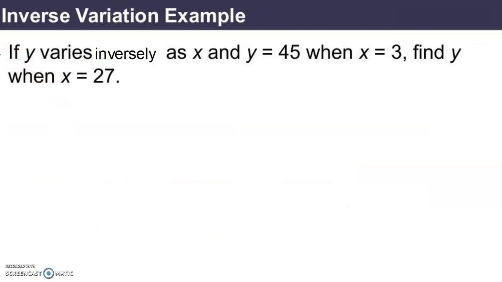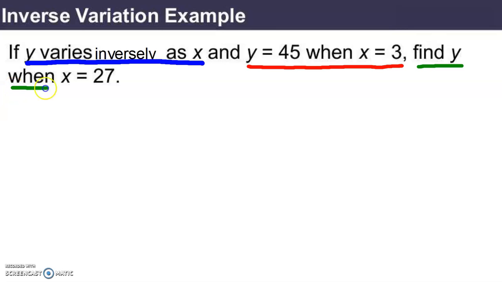So let's look at an example of inverse variation. If we can say that y varies inversely as x, and we know that y equals 45 when x is 3, let's see if we can find y when x is 27. Well, the information underlined in blue tells me that this is an inverse variation situation.